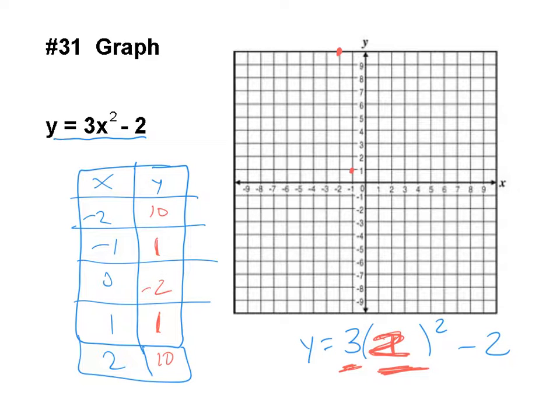Negative 1, 1. Notice our V shape that we're getting. 0, negative 2, 1, 1, and 2, 10. Notice our V shape. Remember to curve the bottom of your parabola, your V shape. And there you go. Do number 31 while that's fresh in your mind. That'll be a quadratic equation. I know that because there's a squared going on here, right?